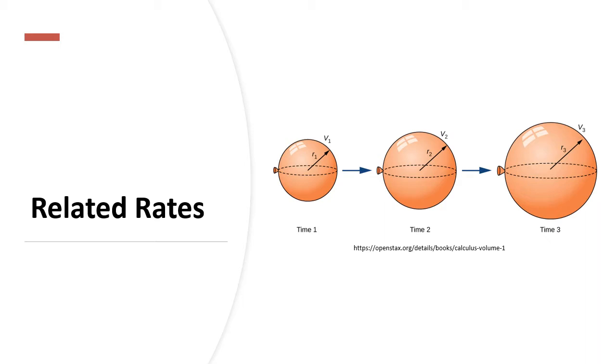For example, if a balloon is being filled with air, both the radius of the balloon and the volume of the balloon are increasing as you're blowing air in. In this section, we consider several problems in which two or more related quantities are changing, and we study how to determine the relationships between the rates of change of these quantities.